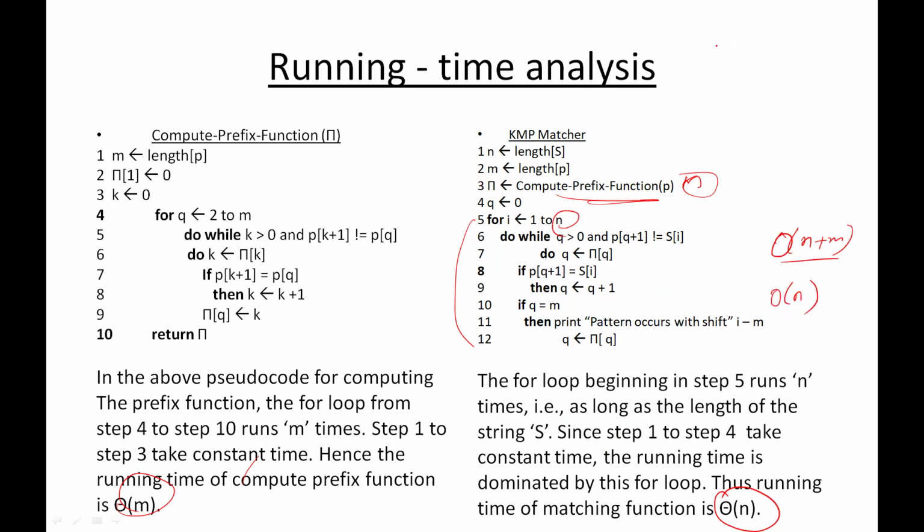Whereas in the previous cases we had O of n into m in the naive algorithm as well as the previous algorithm we learned. But in this one we have only O of n. So it is a much better algorithm when compared to the others. So I hope this is clear. Please look into more examples. Thank you.